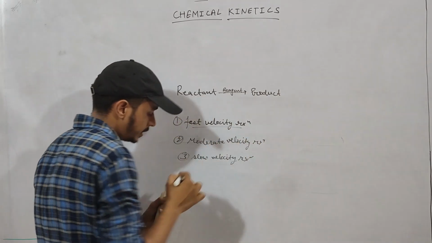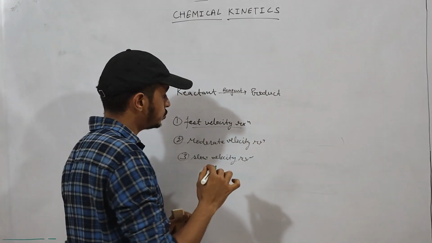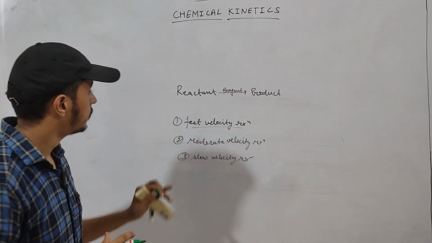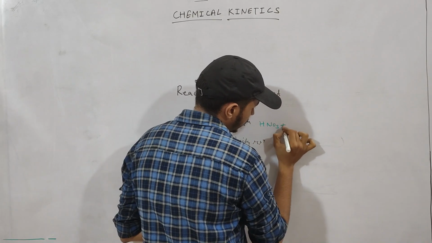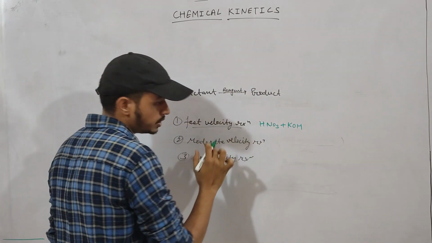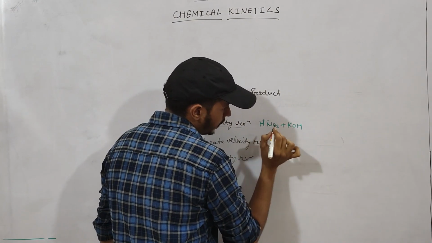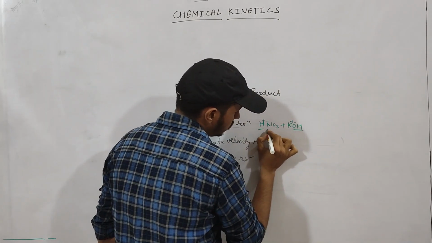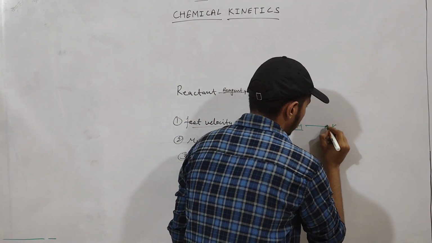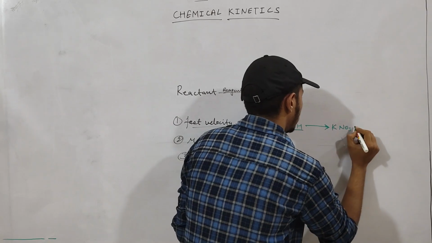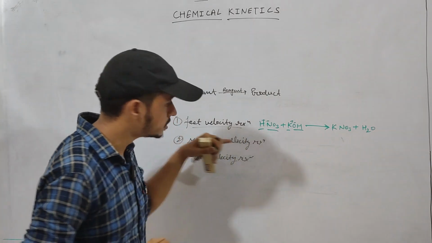So what are fast velocity reactions? These are the reactions which take just seconds to be complete, and all the ionic reactions are fast velocity reactions. Let's say an example of ionic reaction, HNO3 plus KOH. This is the example of fast velocity reaction, and it is an ionic reaction. So the ions will break into H plus and NO3 minus, K plus and OH minus. So the reaction will move in the forward direction like that, giving KNO3 plus H2O.